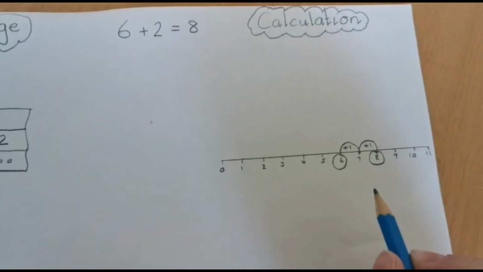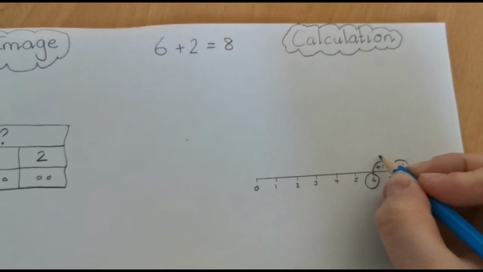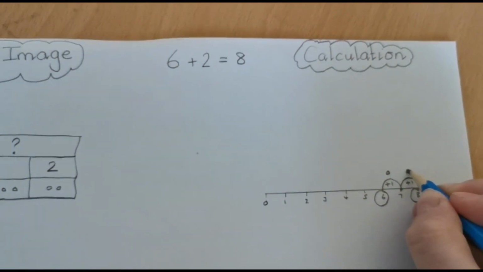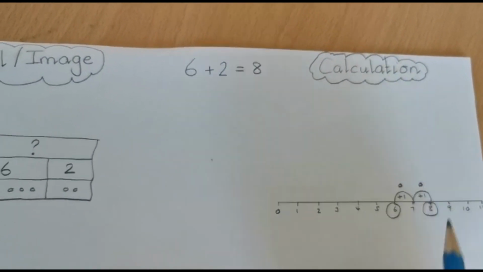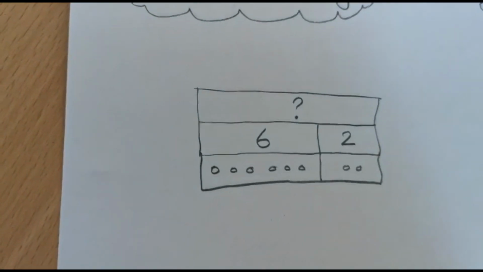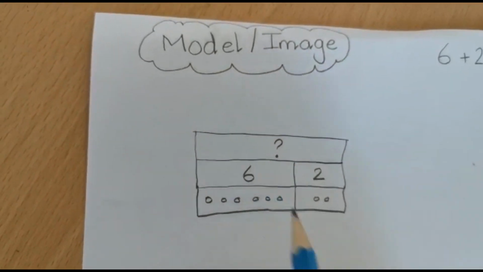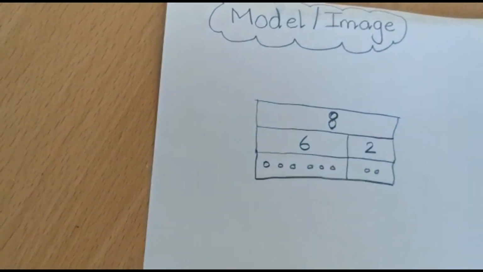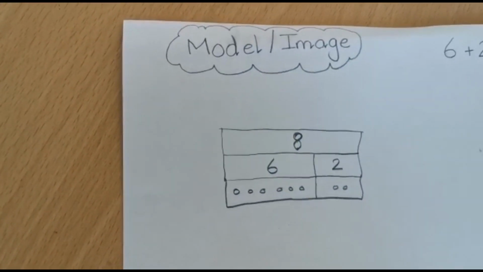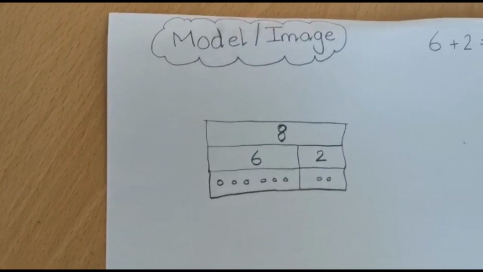Another thing that we can do to help us on our number line is put our dots up here. So I've got 1, 2. So I've got 6 whole ones and I've added 2 more. If we go back over to here, we would put our number 8 into our bar model. So now we've got 6 add 2 equals 8. But that's not the only thing we can do with this.